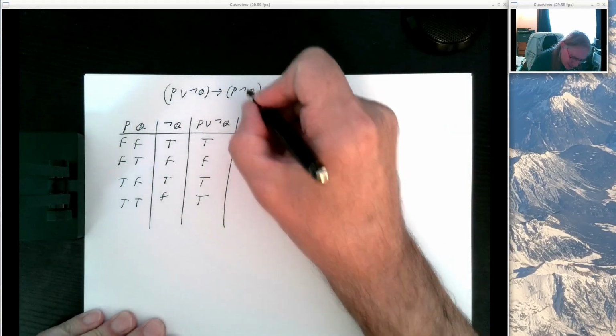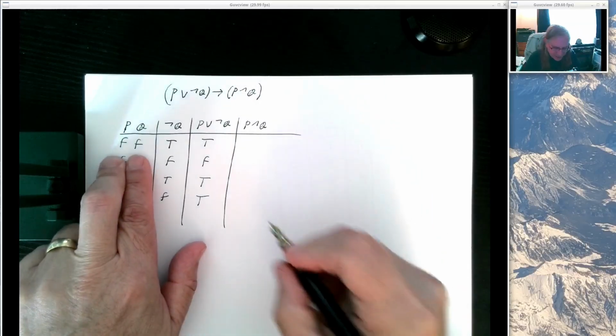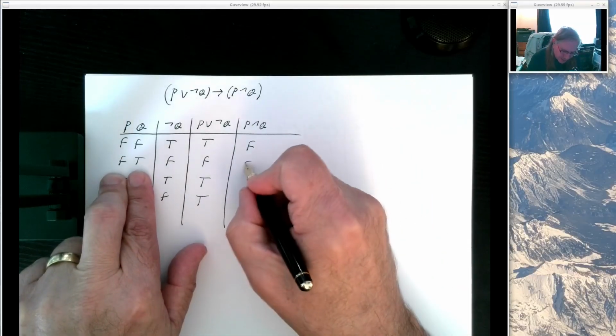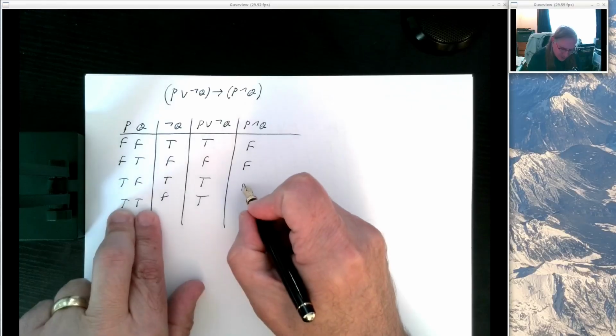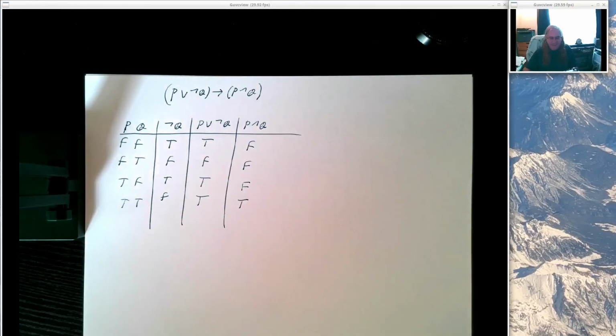Okay, P and Q, that's the conjunction. That's just the and of these two columns. And if I go back to my truth table, I'll find this is only true when P and Q are both true. That's what it means to say P and Q.